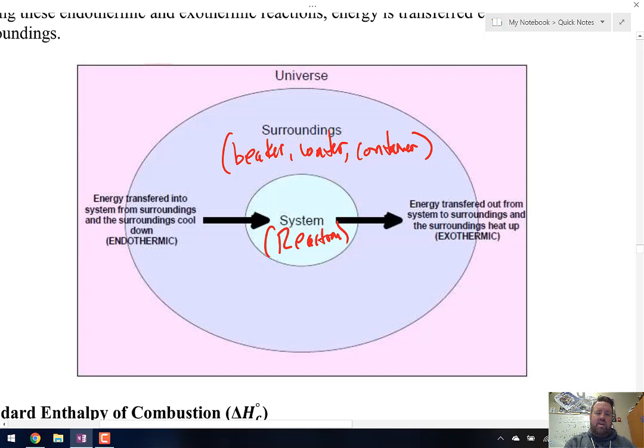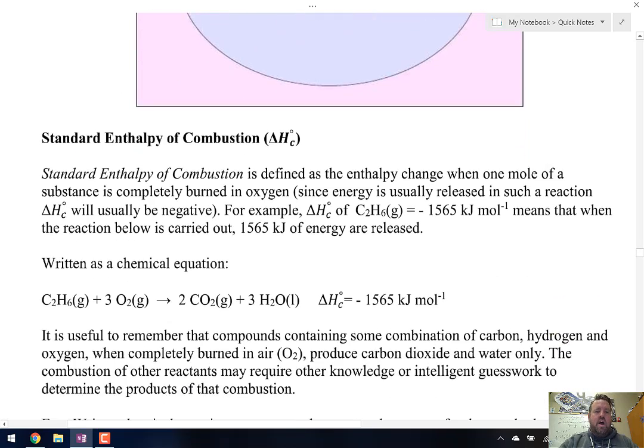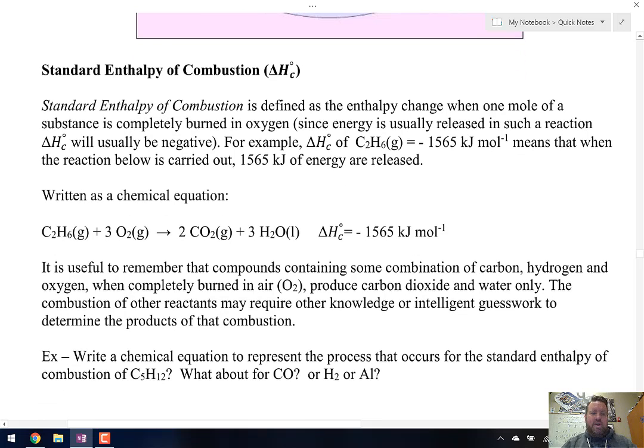And we know that if heat is going into the system, if the reaction is absorbing heat, that's endothermic. If heat is exiting, if the reaction is releasing heat, that is an exothermic process. Okay, we've seen that before. And I just talked a little bit about this. We talked about the enthalpy of formation. We've talked about enthalpies of reaction.